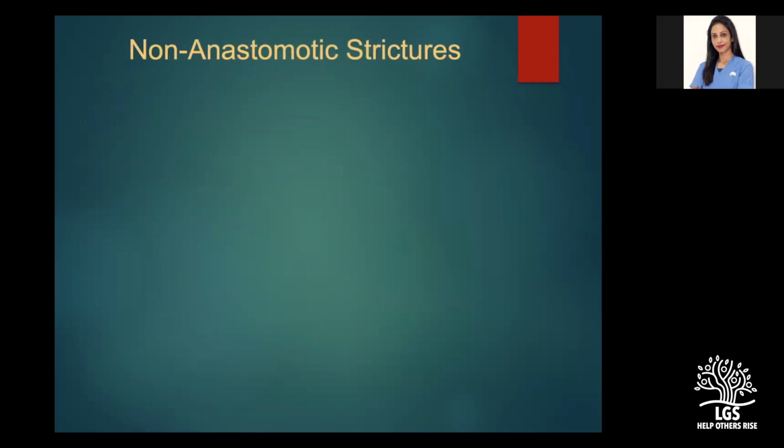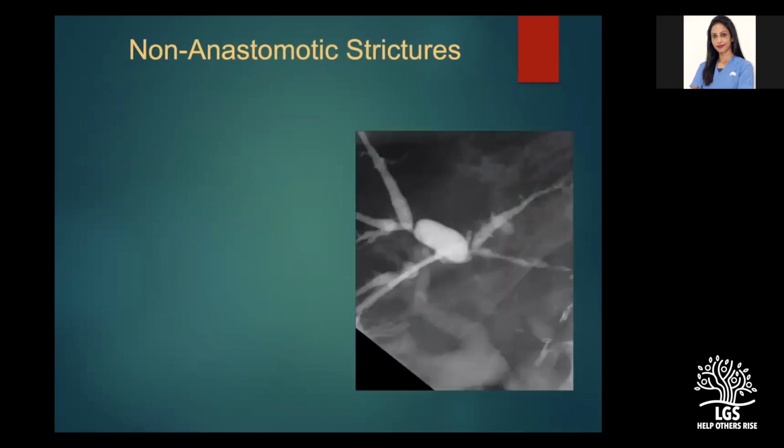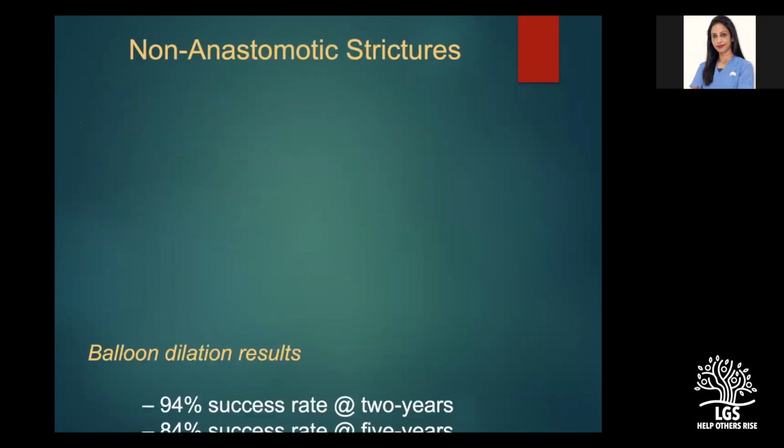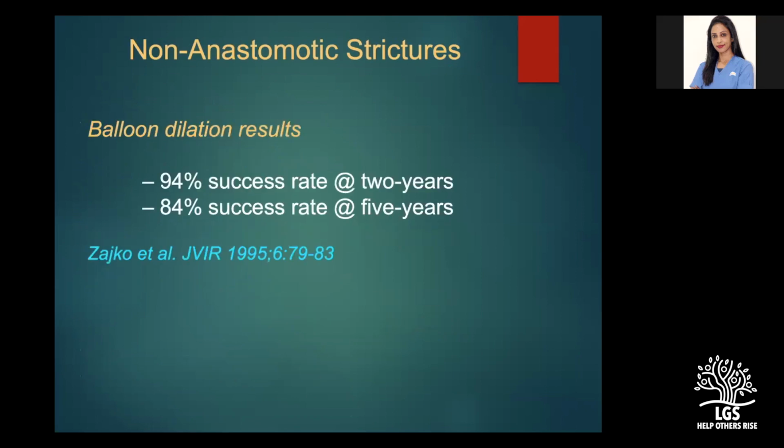So that is about the anastomotic strictures. And the non-anastomotic strictures are, again, we know the reasons for non-anastomotic strictures. The most important thing is to look at the artery to make sure that the artery is not compromised, causing biliary ischemia and causing non-anastomotic strictures. And again, when it comes to the technique, for us, there is no difference. It's more or less the same.